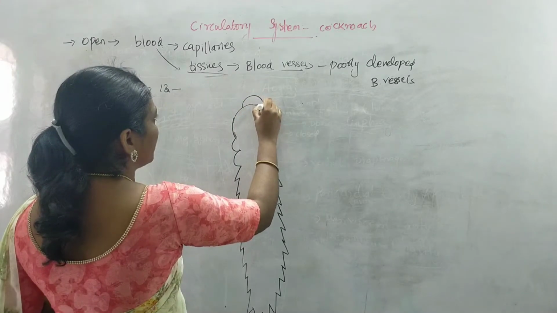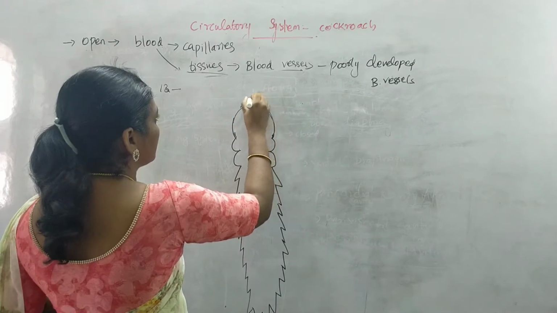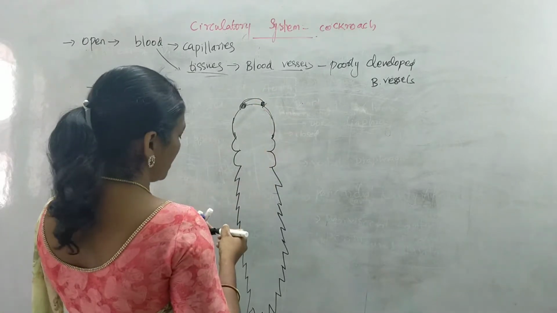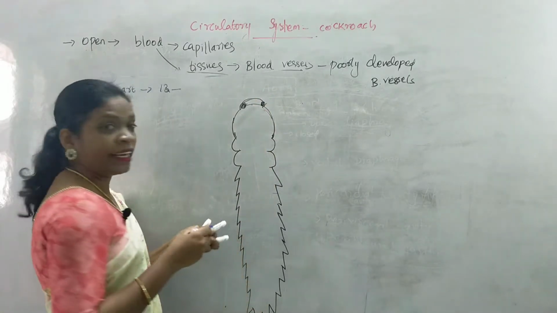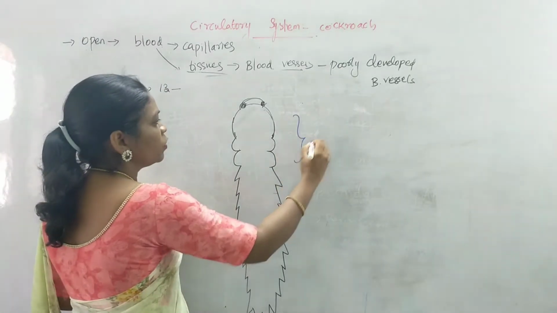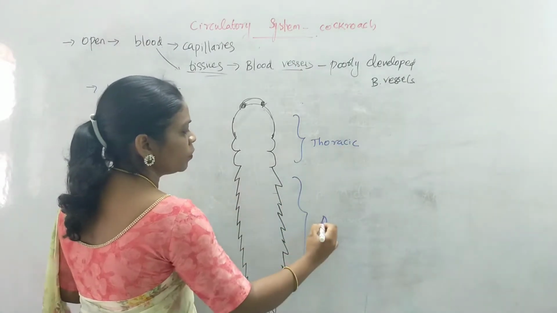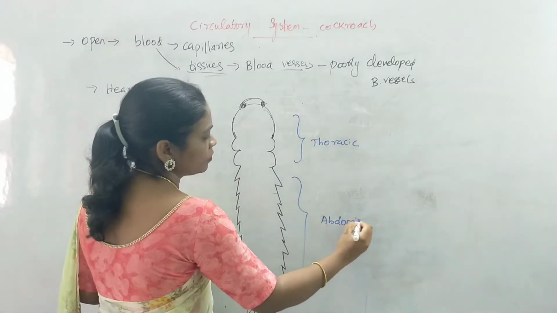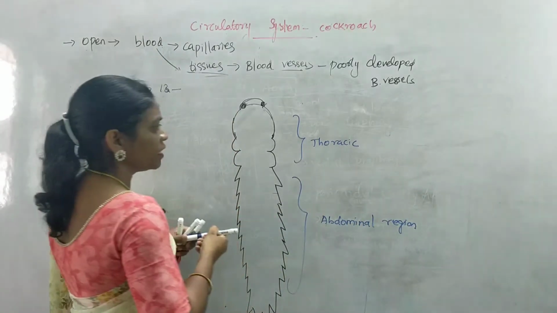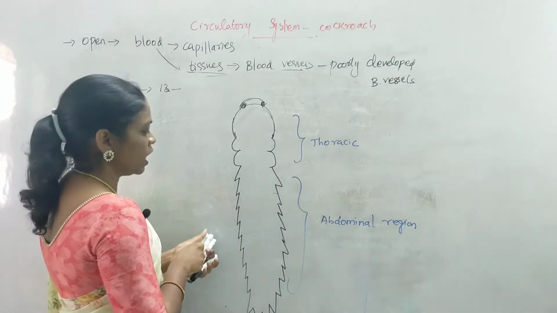So here you can find the head region, with the compound eyes on both the sides. We already know that the heart is 13 in number, with one in each segment. So this is the thoracic segment and this is the abdominal region. Each segment contains one tubular heart, so it is totally 13 in number. So we'll draw the heart.